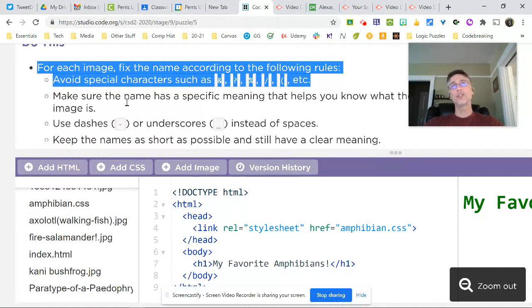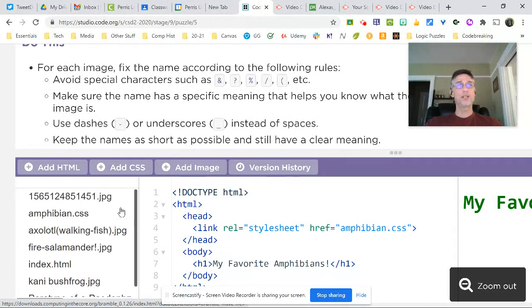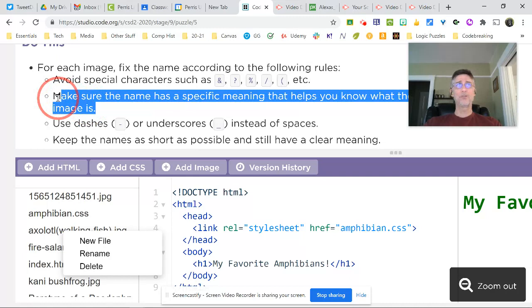There are certain conventions, certain rules you should follow when you're naming your files. The first thing is you want to avoid special characters such as the ampersand, the question mark, the percent sign, the backslash, and parentheses. So let's go through and look for any files that have those and fix them, meaning take them out. We can see that we have one called axolotl, walking fish. The second thing it says is to make sure the name has a specific meaning that helps you know what the image is.